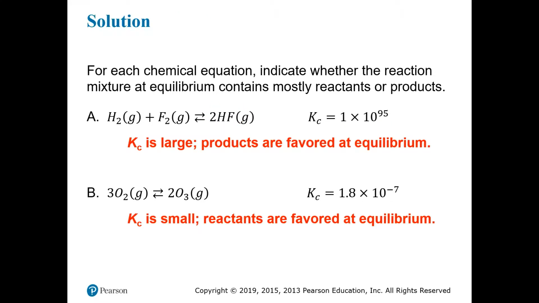So for the first one, Kc is large, and we say the products are favored at equilibrium. For the second one, Kc is small, and so we say the reactants are favored at equilibrium.